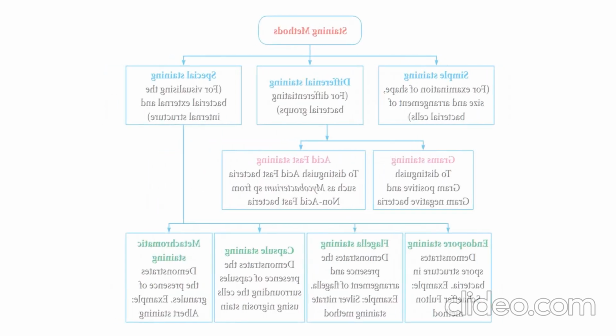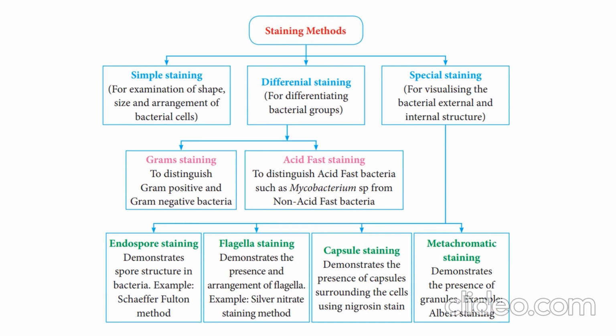Gram staining broadly classifies the bacteria into gram positive and gram negative. Acid-fast staining helps us to differentiate acid-fast organisms from non-acid-fast organisms. Third is the special staining techniques, where we can see the special structures of the bacterium.